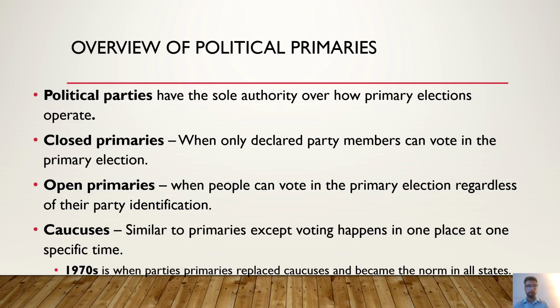Now, I do want to state a semi-closed primary, since I did mention it a second ago, is when you can vote in either political party's primary, but you can only vote in a single primary. You don't have to declare your party affiliation on the ballot. Some interesting details. The first state to implement primaries for federal elections was Oregon in 1910, and it was 1970s when this system became a normal practice.